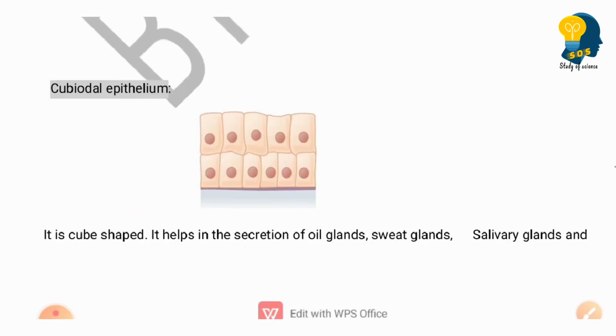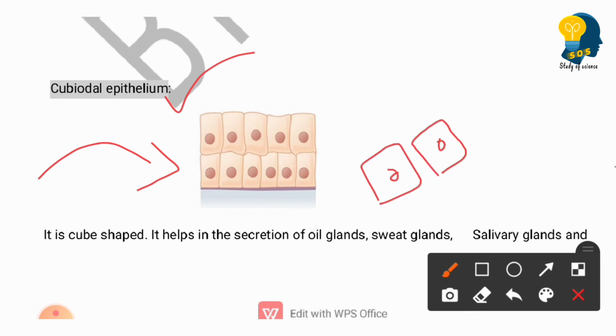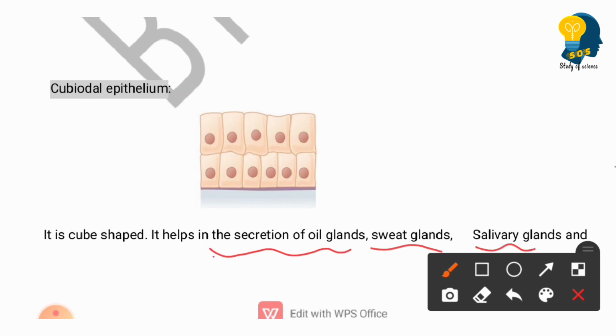The next type of epithelium tissue is the cuboidal epithelium tissue. You can observe this is how the cuboidal epithelium tissue looks. The name cuboidal epithelium is because the cells present in it are cube in shape. And the nucleus is present very close to the cell. So what is the function of it? The cuboidal epithelium helps in the secretion of the oil glands, sweat glands, as well as the salivary glands and some other glands present in our body.